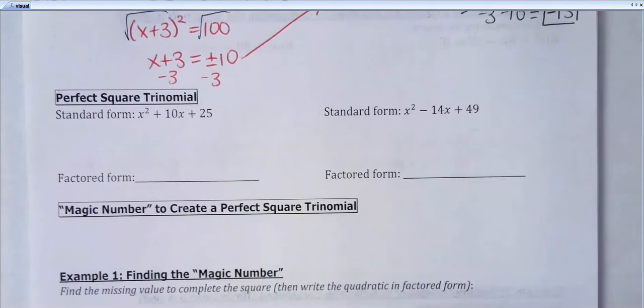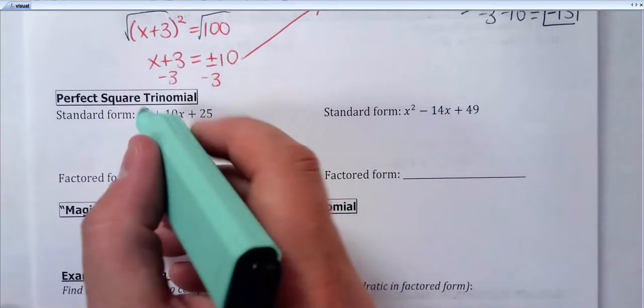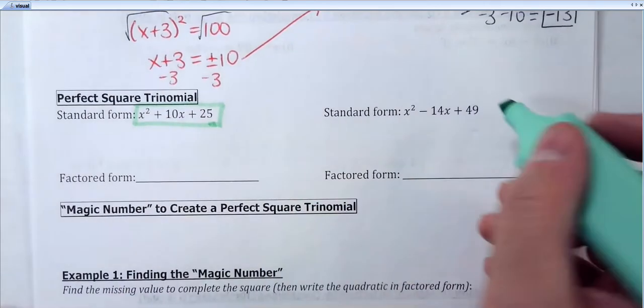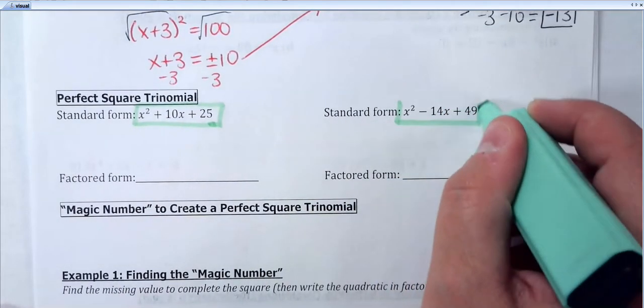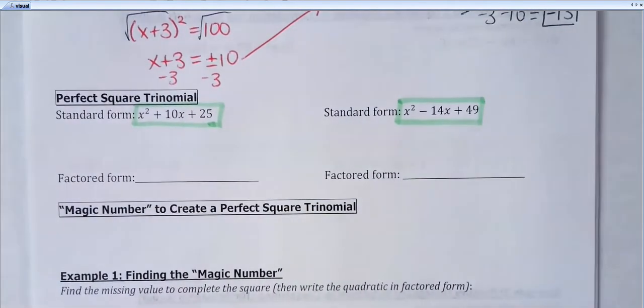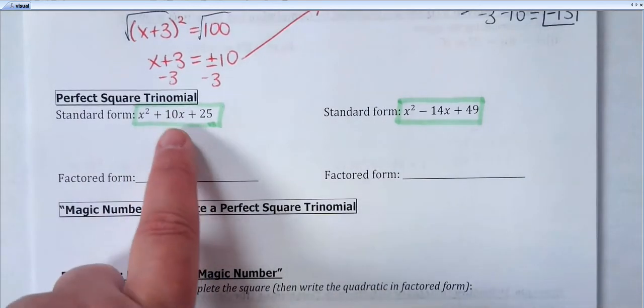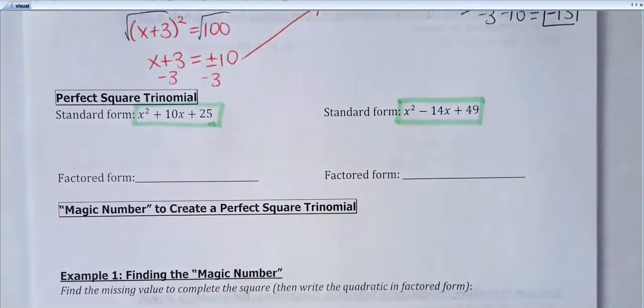So I have two examples here. I have a perfect square trinomial here: x squared plus 10x plus 25. And then I have a different one here. These are both in standard form: x squared minus 14x plus 49. Somebody raise your hand and tell me. You can factor these. For this one, what two numbers multiply to get 25 and add to get 10?